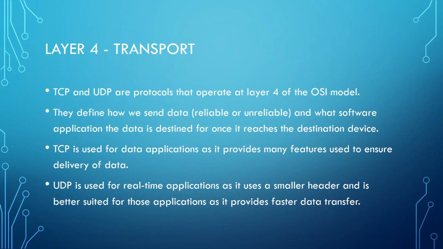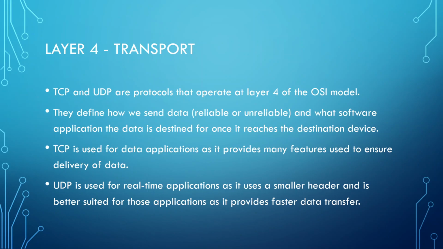Now, TCP and UDP define how we send data. Either we send it reliably or we send it in an unreliable fashion. And they also define to what software application the data is destined for once the data reaches the destination device. Now, TCP is best used for data applications like website browsing and file transfer, purely because of the features that TCP offers. TCP ensures delivery of data. TCP ensures that if data is stopped, it can retransmit that data, etc.